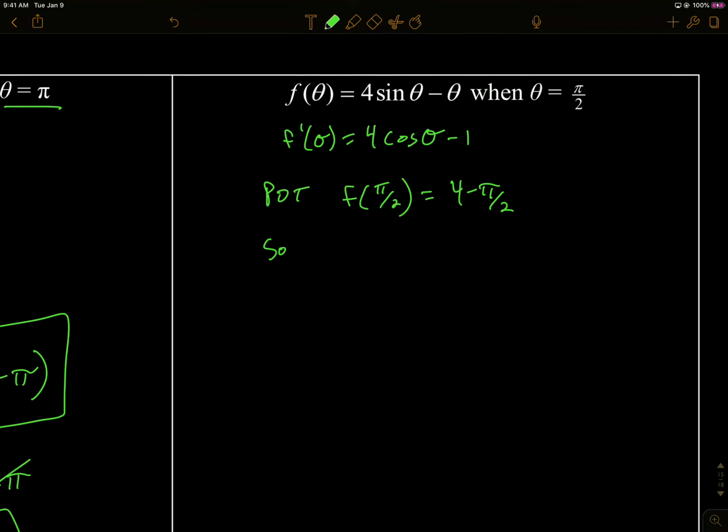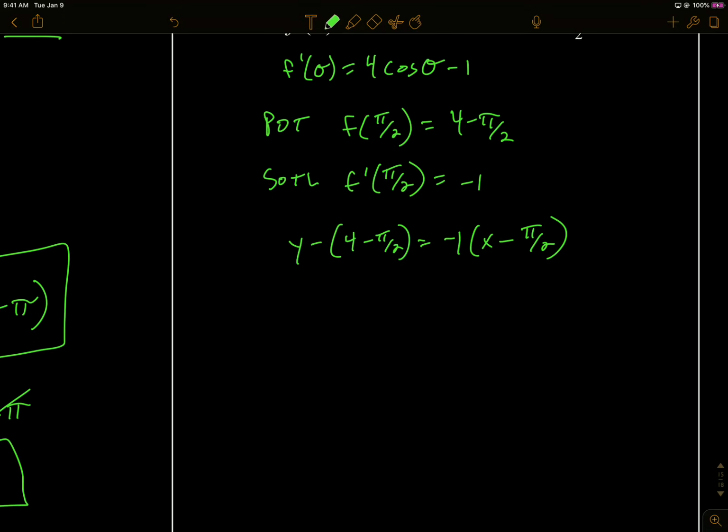And then our slope of our tangent line, I'm going to do f prime of pi over 2. That is going to work out to be negative 1 when I plug it into the derivative. So again, I've got y minus the y value, and then the slope times x minus the x value. You simplify that like we did earlier, and you get this.